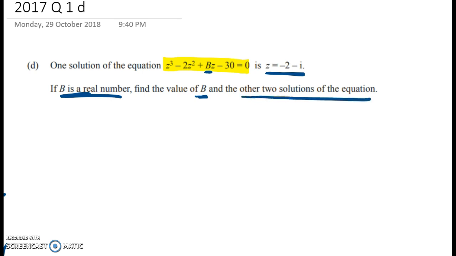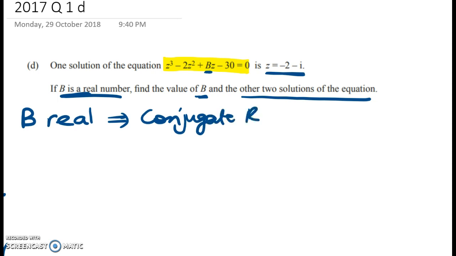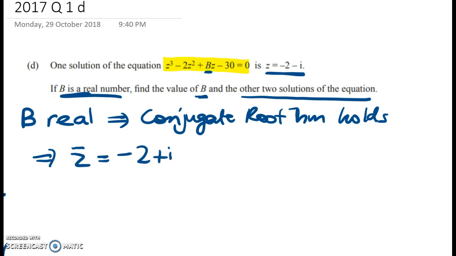So for some of this where it gets tedious, I'm going to pause the video and do some of the algebra, but mostly I'm just going to talk us through it. So we want to explain the conjugate root theorem a little bit. So we're going to say this: since B is real, the conjugate root theorem applies. And that means that Z conjugate, which is -2 plus I, is a solution.